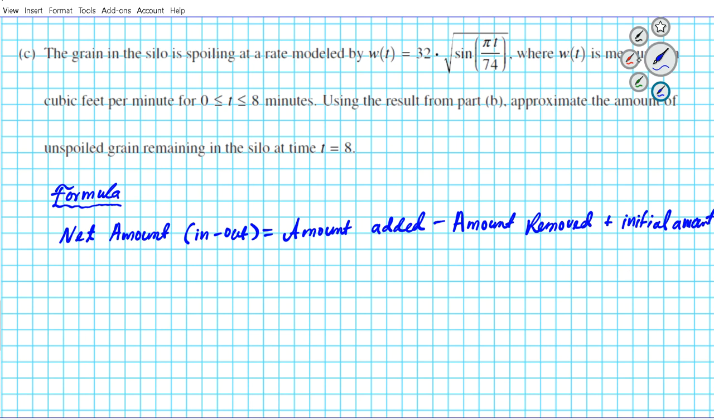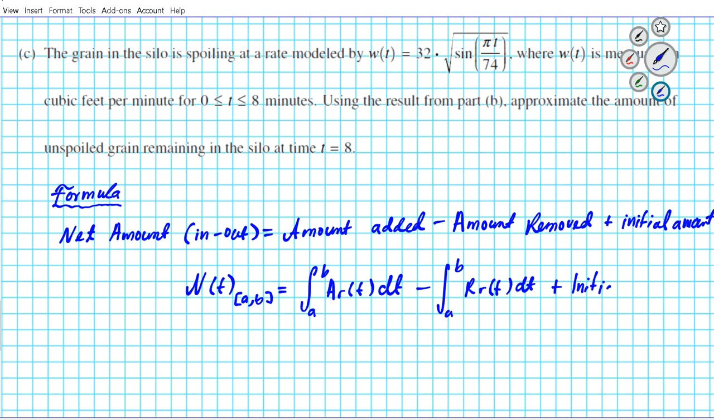So there goes the formula. We're going to use the notation N of t for the net. The net from A to B is going to be, if you want to calculate the amount added, you have to integrate the add rate, so the integral from A to B of the add rate with respect to time, minus the amount removed, so the integral from A to B of the removal rate with respect to time, and then we add the initial amount to this. In this particular case, the add rate is what we did before, g of t, and the removal rate is this W of t that we have here.